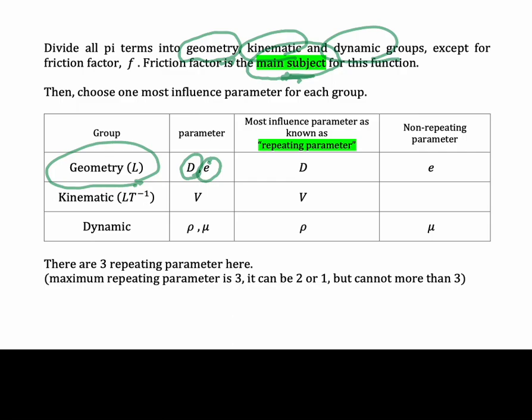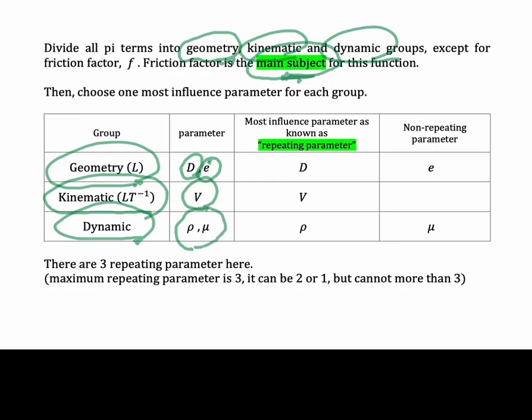because the unit is length. Then for kinematic here, you just imagine the velocity. So we have velocity, acceleration, gravity, and so on. In this case, we only have velocity. Then in the dynamic group, everything that is not grouped as geometry or kinematic will be inserted into the dynamic group. So in this question, we have rho and mu as the dynamic group.